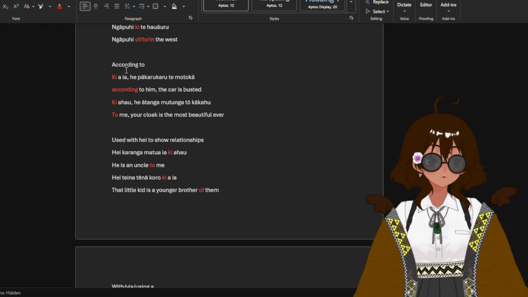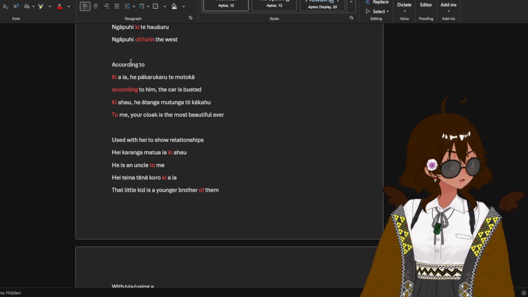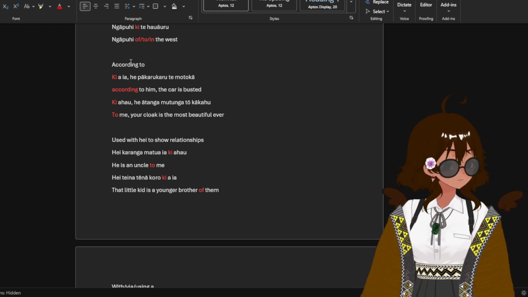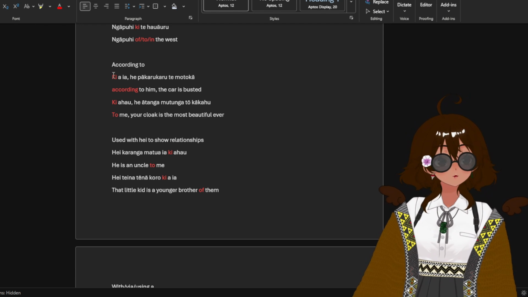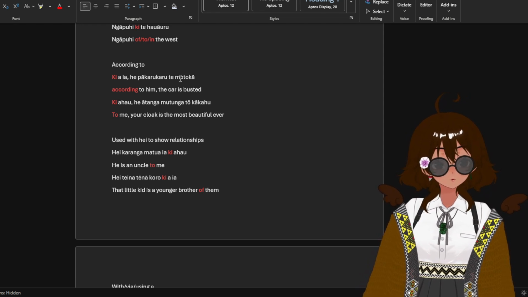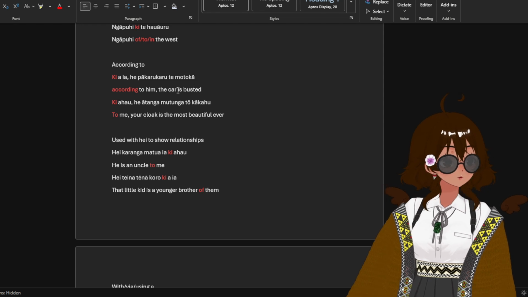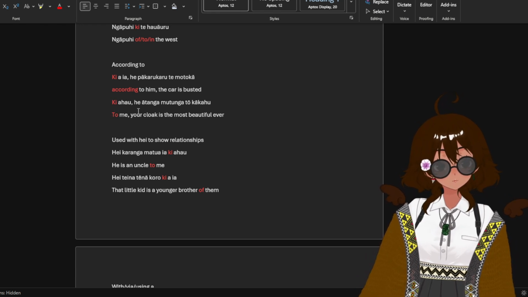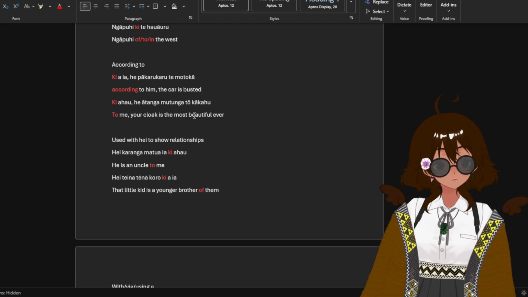Next up we have it used to say, not quite a quote per se, but obviously "according to". So, kia ia he pākarukaru te motokā. According to him, the car's busted. Or kia au he ātaahua rawa tō kākahu. To me, your cloak is the most beautiful ever.